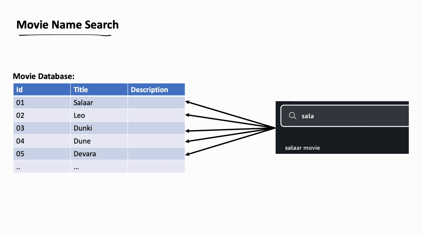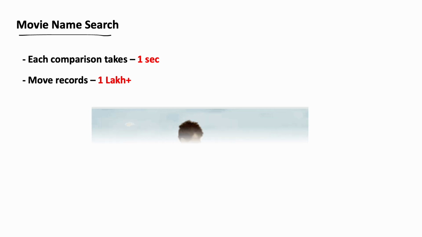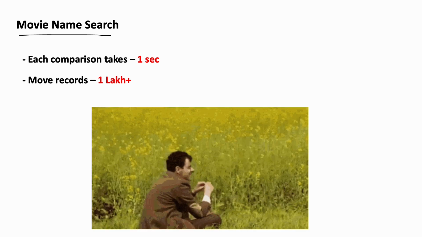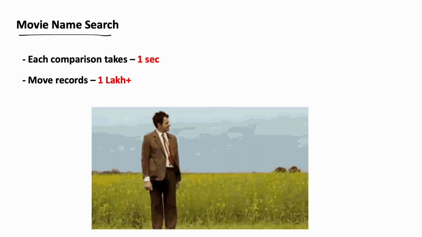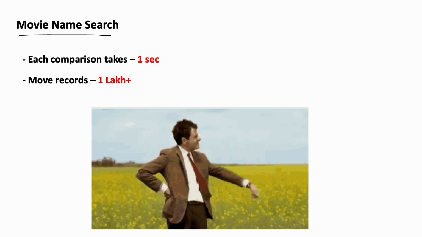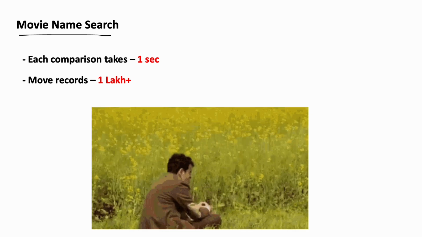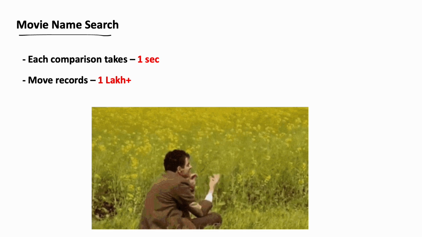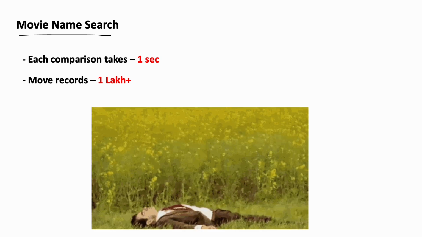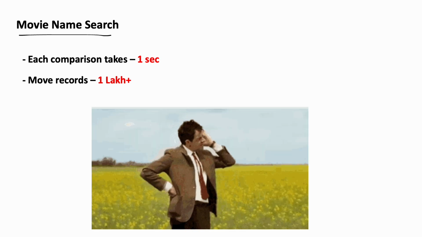Simple, right? Okay. Imagine each comparison takes 1 second, I mean the comparison for each movie in the database, and say we have 1 lakh movie records. By the time we return the result, the user will be dead. He will be dead by waiting. So we have to come up with some optimization. We can't let the users wait this long, and we can't even let our servers wait this long.